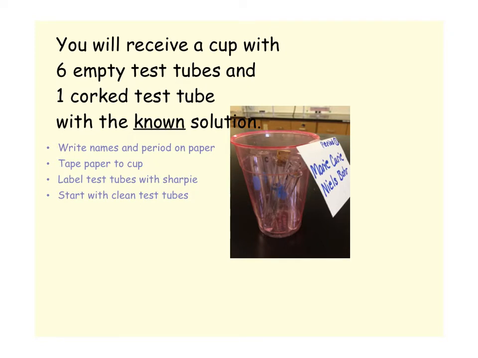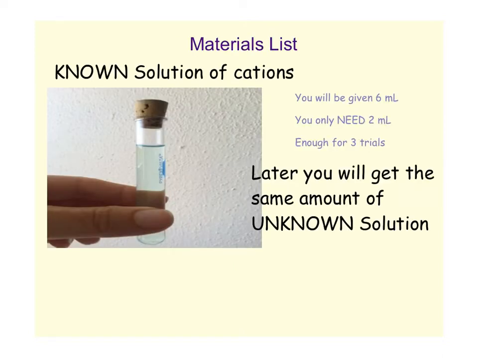You're going to want to make sure those test tubes are clean, rinsed out with DI water, so there's no contamination in that test tube to affect your result. Now that 1 test tube that has your known solution, it's going to have about 6 mL in there, but you only need 2 mL to do it. So we're giving you enough to run this lab 3 times. So if you have any trouble, you can always start over with the new solution because you have enough to run it 3 times.